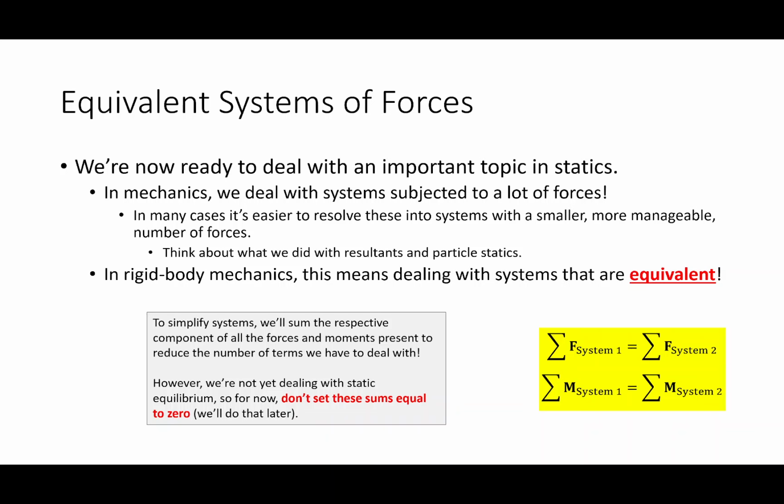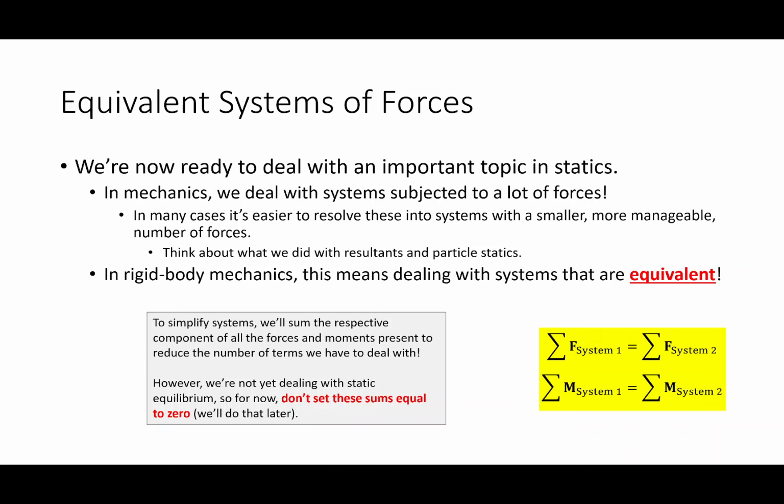Now this latter box here, this is really important, okay? So to simplify systems, we're going to sum the forces and sum the moments, but we're not yet dealing with equilibrium, okay? So for right now, we're not taking this sum and setting it equal to 0, okay? We're going to do that later, okay? But right now, we're just adding everything up, okay? So far, so good? Okay.